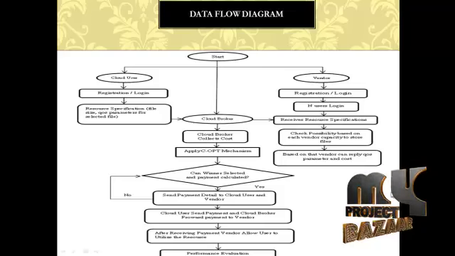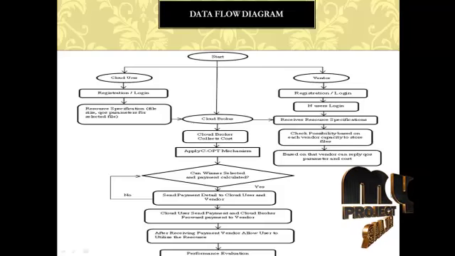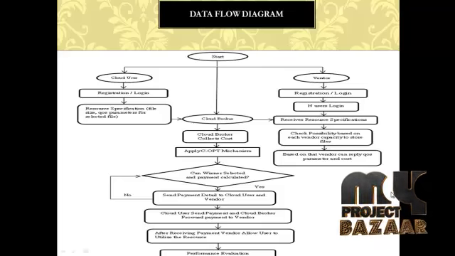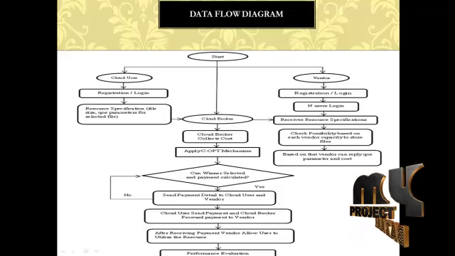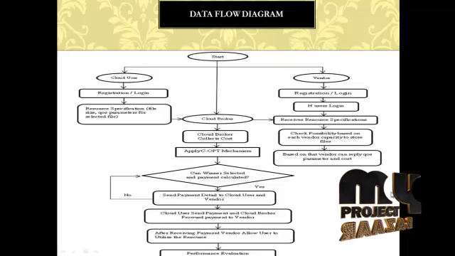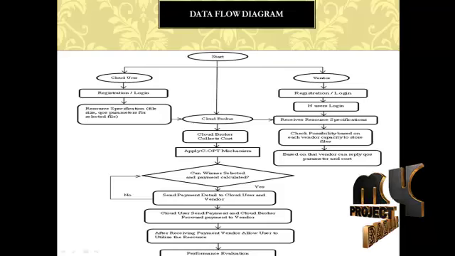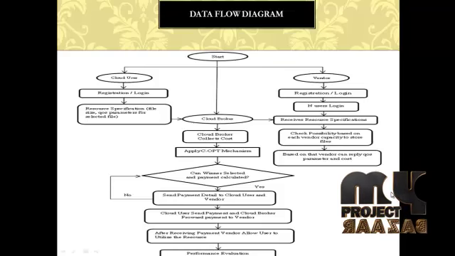Now going to explain the data flow diagram. The process starts with three main persons: cloud user, cloud vendor and cloud brokers. First of all, cloud user and the cloud vendors have to register and log in to the process.